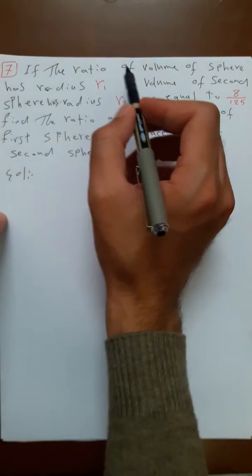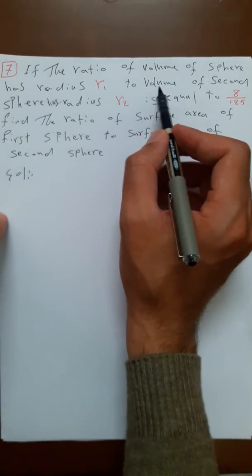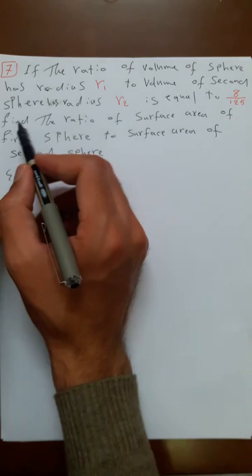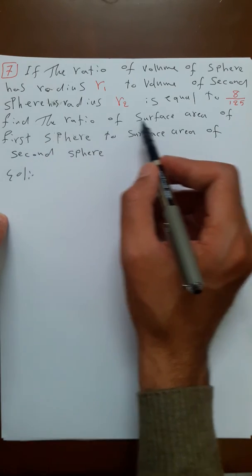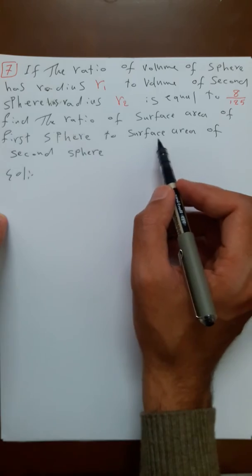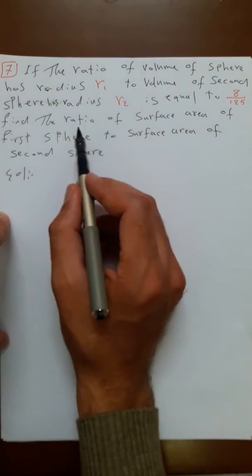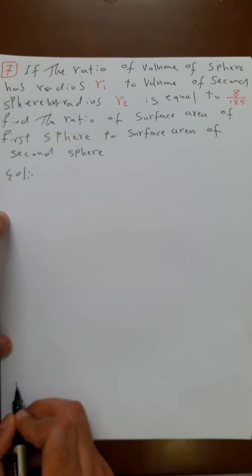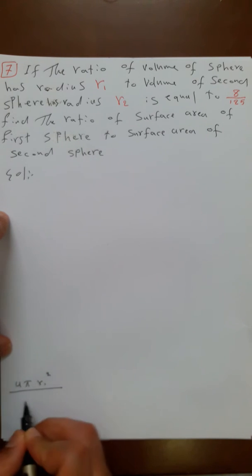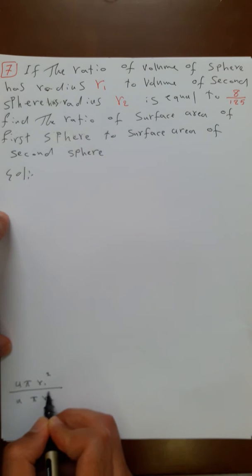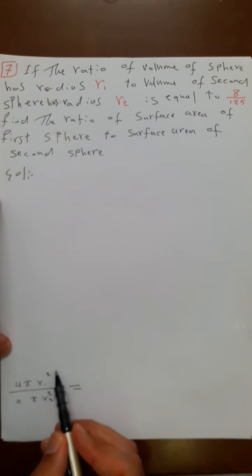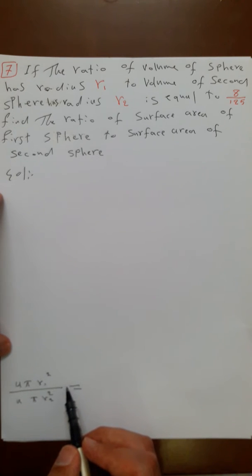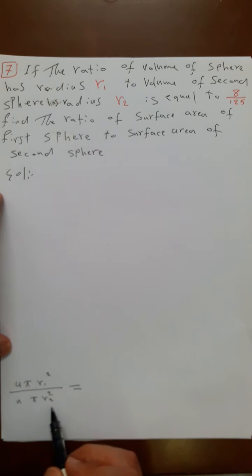Question 7. If the ratio of the volume of a sphere with radius R1 to the volume of a second sphere with radius R2 is equal to 8 divided by 125, find the ratio of the surface area of the first sphere to the surface area of the second sphere. The ratio is given by 4 pi r1 square divided by 4 pi r2 square. This is the surface area of the first sphere, and this is the surface area of the second sphere.